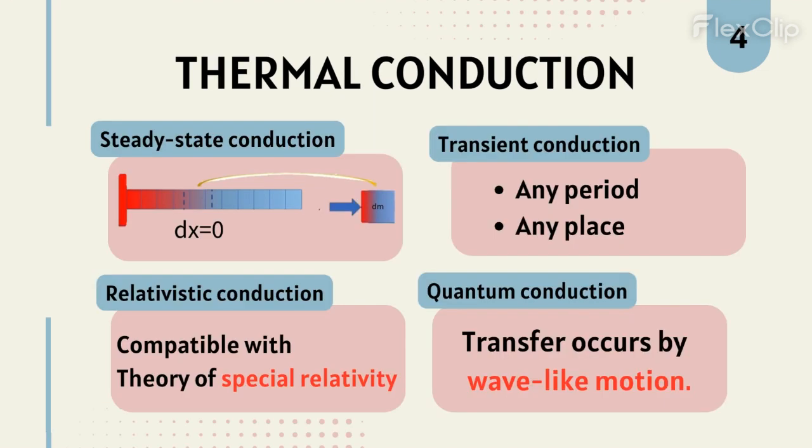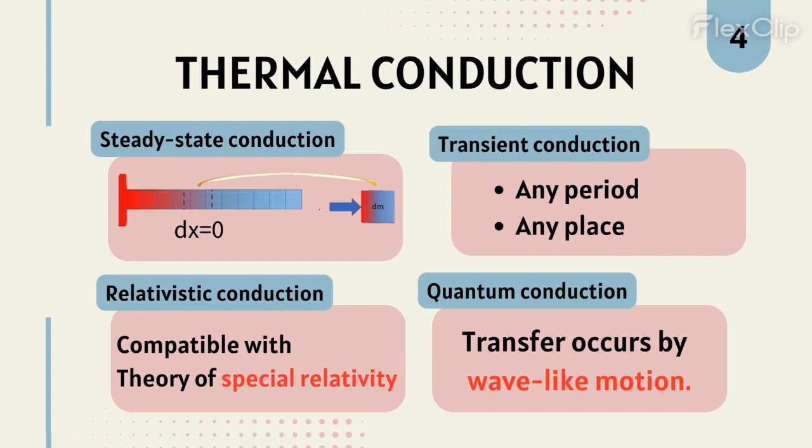We can categorize thermal conduction into several types. First, steady-state conduction. It occurs when the temperature difference driving the conduction remains constant over time. Second, transient conduction. It is a mode of thermal energy flow. It occurs when the temperature within the material changes over time.